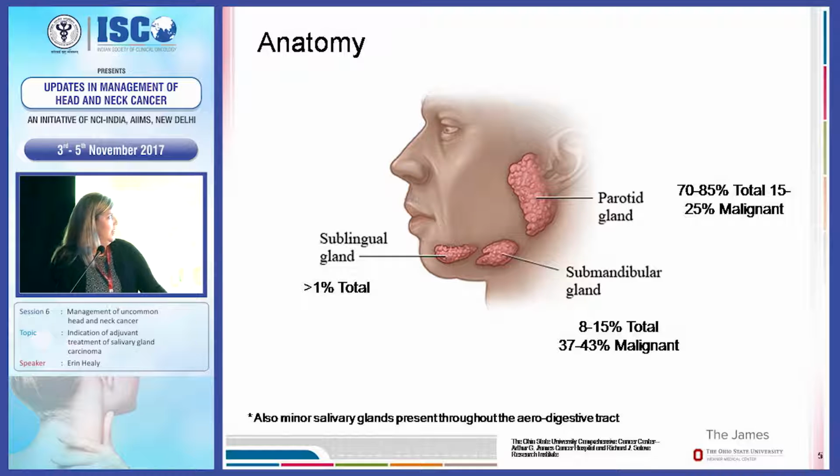Here's a picture of the major salivary glands. There's the parotid gland, the submandibular, and the sublingual. The most common site of any neoplasm is the parotid gland, as I mentioned before, but only 25% are found to be malignant. Another thing I'd like to mention is that there are also minor salivary glands that line the upper aerodigestive tract.